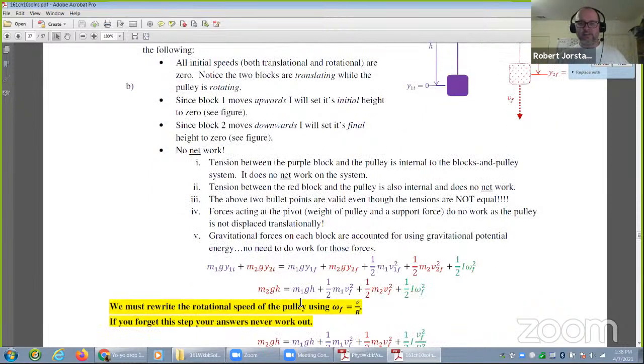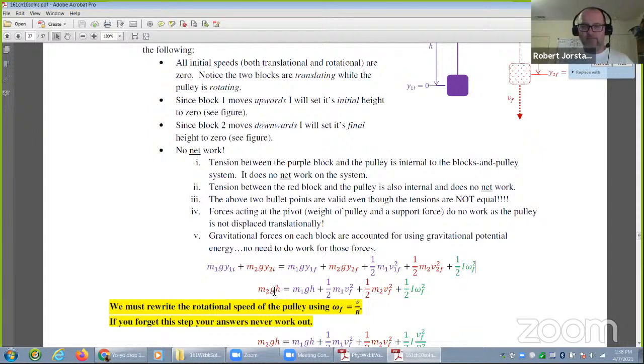And so we get this ugly equation. Take a look at that. m1 g y1 plus m2 g y2. That's just the two initial gravitational energies. There's no initial rotational there because everything started from rest. Then I've got the final gravitationals. These are the translationals of the blocks, and here's the rotational.